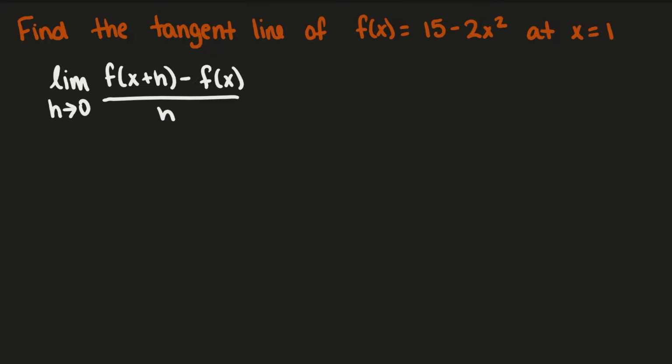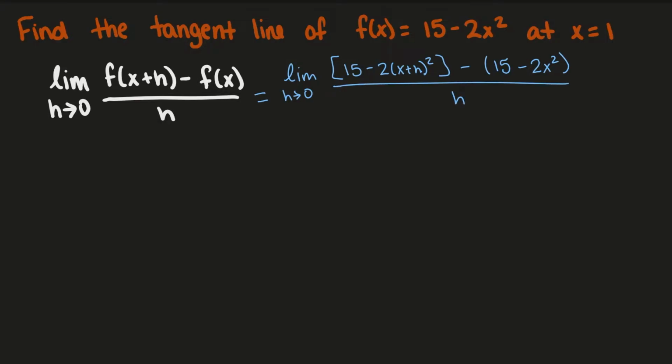So let's consider this case that we have. If we do this for our function, that means the limit as h approaches 0 of f of x plus h. Everywhere we have an x, we're going to enter x plus h, so this would give us 15 minus 2 times x plus h squared, minus f of x, which we know is 15 minus 2x squared, all over h. So we need to simplify this before we can solve our limit.